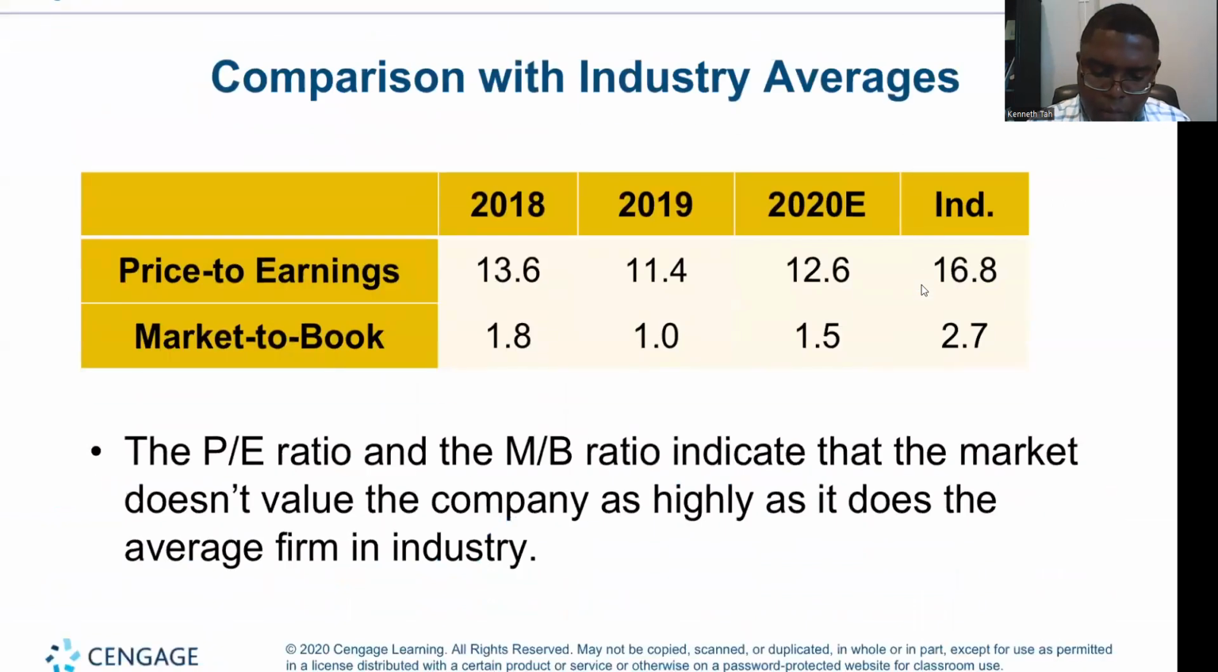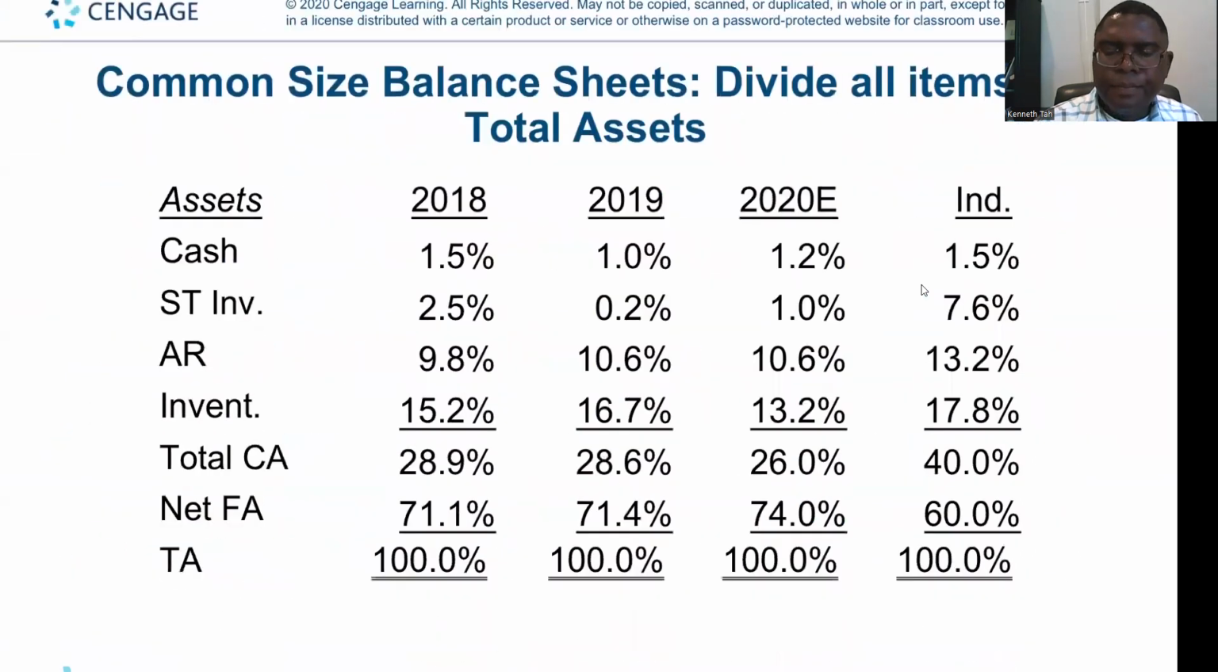Okay, so for comparison, we had already said the higher the better. So time series, the company is going the right direction, which is good. But as far as cross-sectional analysis is concerned, the company is doing poorly. They are performing below industrial average in both their price to earning ratio and the market to book.